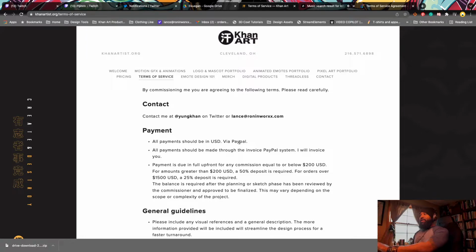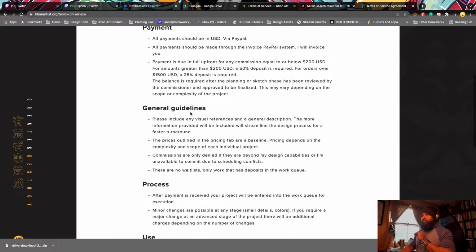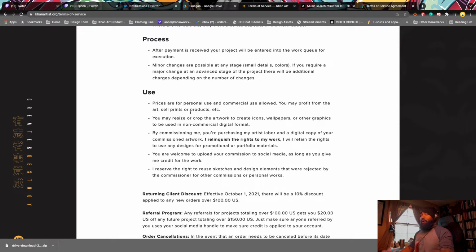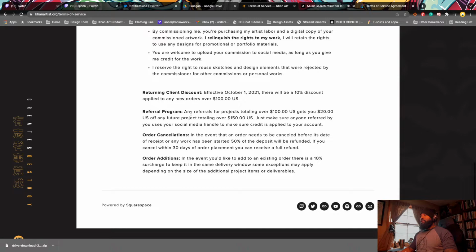By commission, you can get my contact information here. Payment: what the payment involves, what currency I accept, and the payment breakdown if you have an order going over a certain amount. Then general guidelines for how I want the references to be received for your project, the process of how we'll interact from point A to point B at the beginning, and the use of what I sell you.